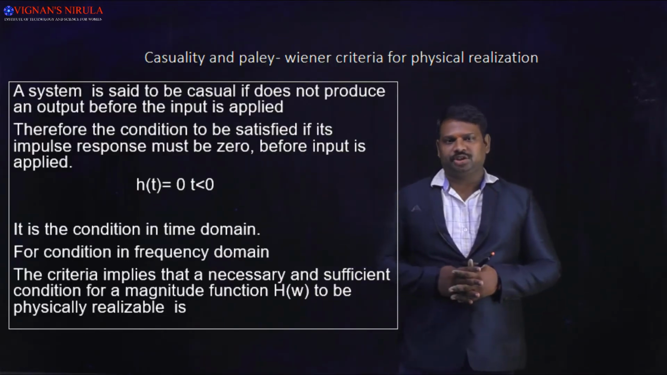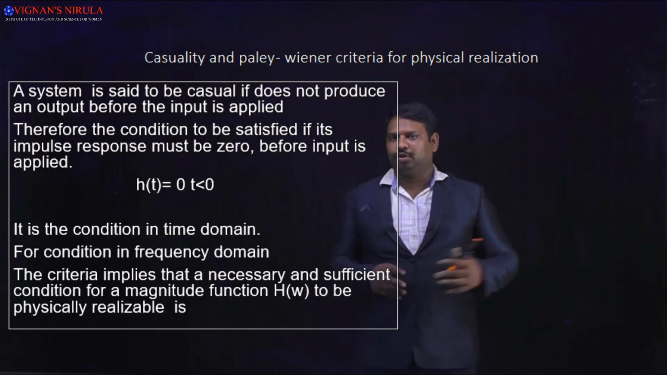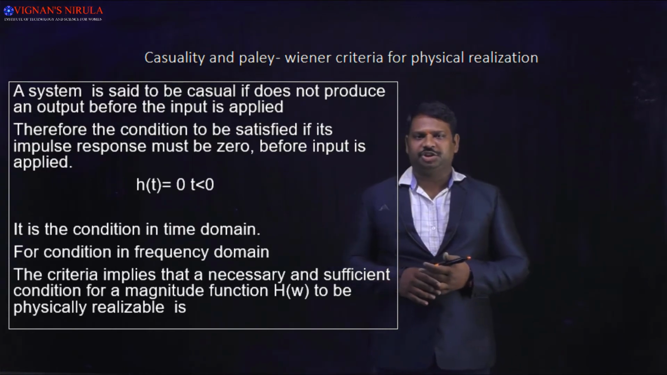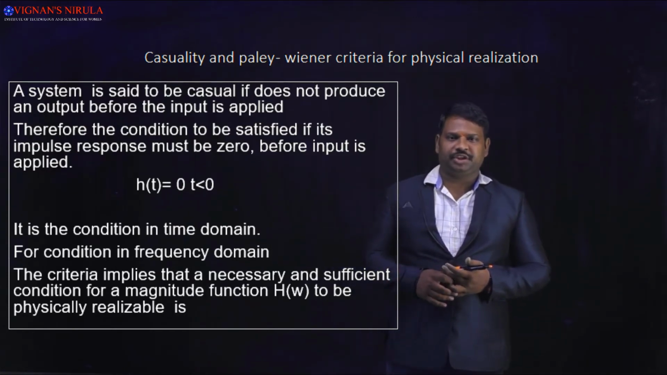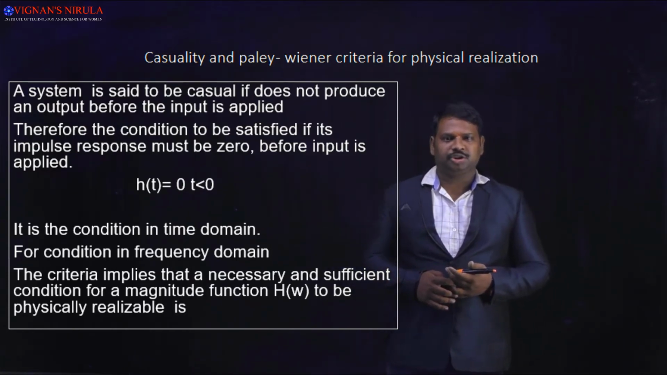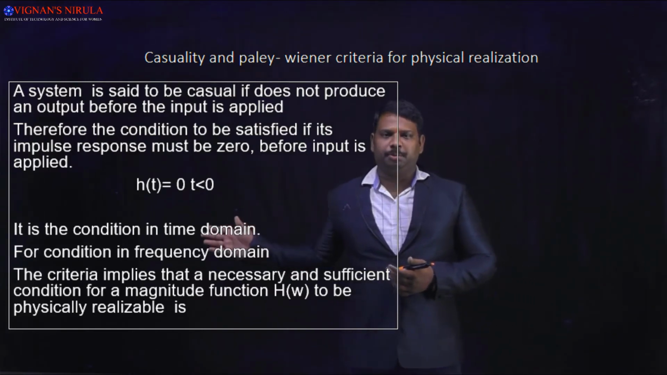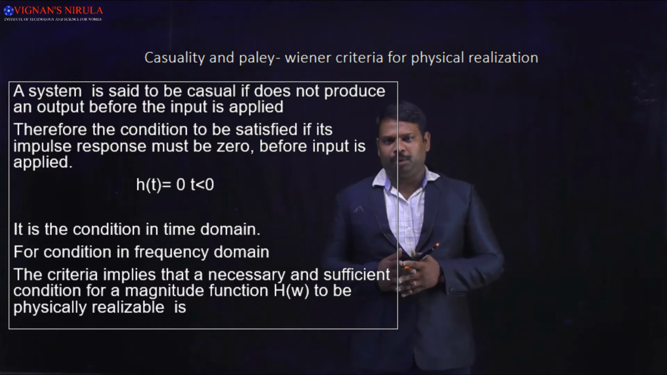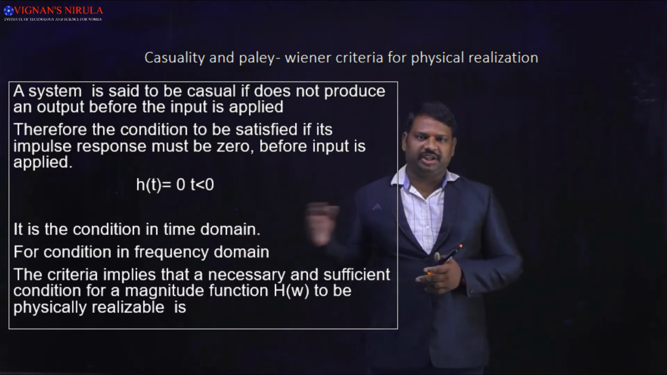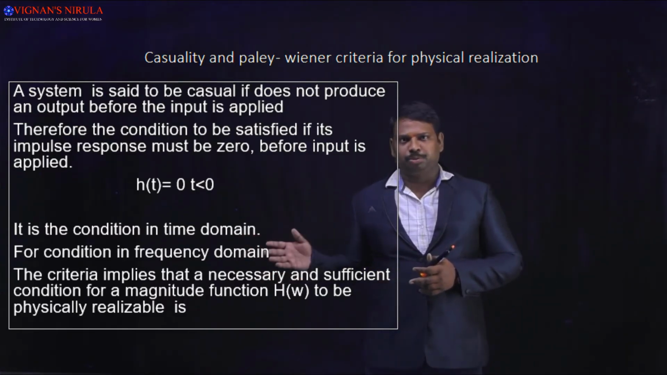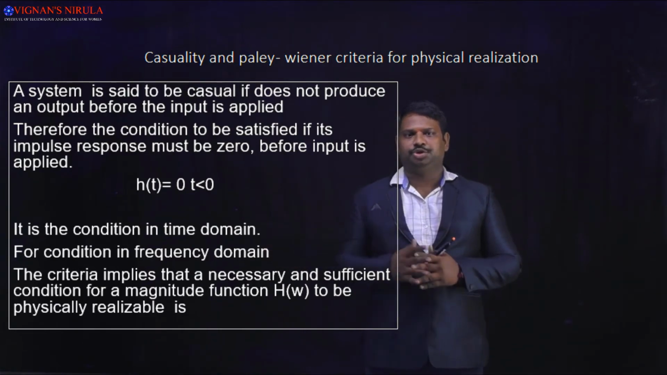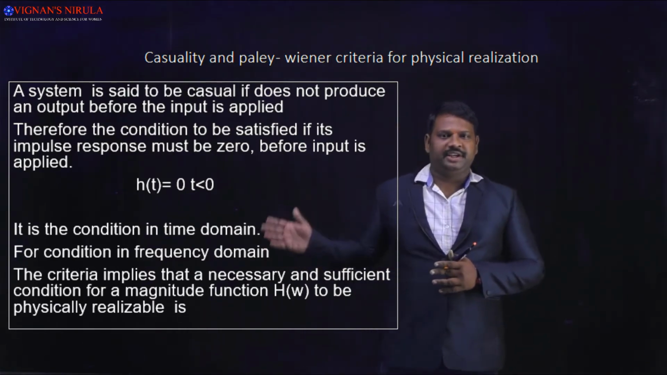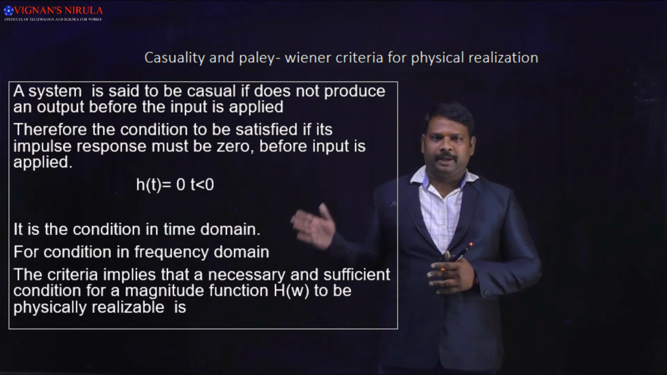A system is said to be causal if it does not produce the output before the input is applied. Therefore, the system is said to be causal if its impulse response is 0 before the input is applied. Generally, the input will be applied at t equal to 0. Therefore, for t less than 0, the output should be 0. That is, h of t equals 0 for t less than 0. This is called the condition in the time domain.